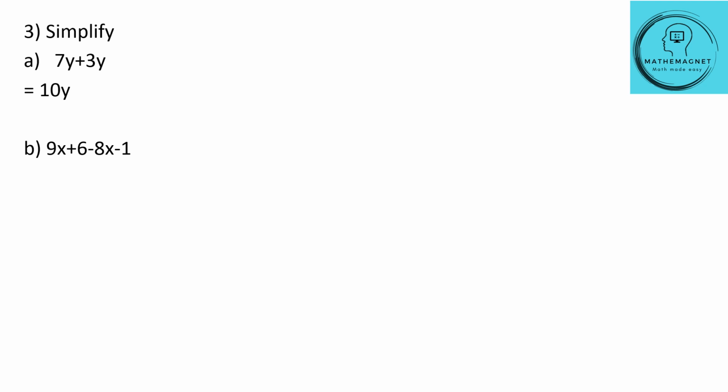Question B. 9x plus 6 minus 8x minus 1. We will club the variables and the constants together. So that will become 9x minus 8x plus 6 minus 1. So 9x minus 8x becomes 1x or x, and plus 6 minus 1 will become plus 5. So that's equal to x plus 5.